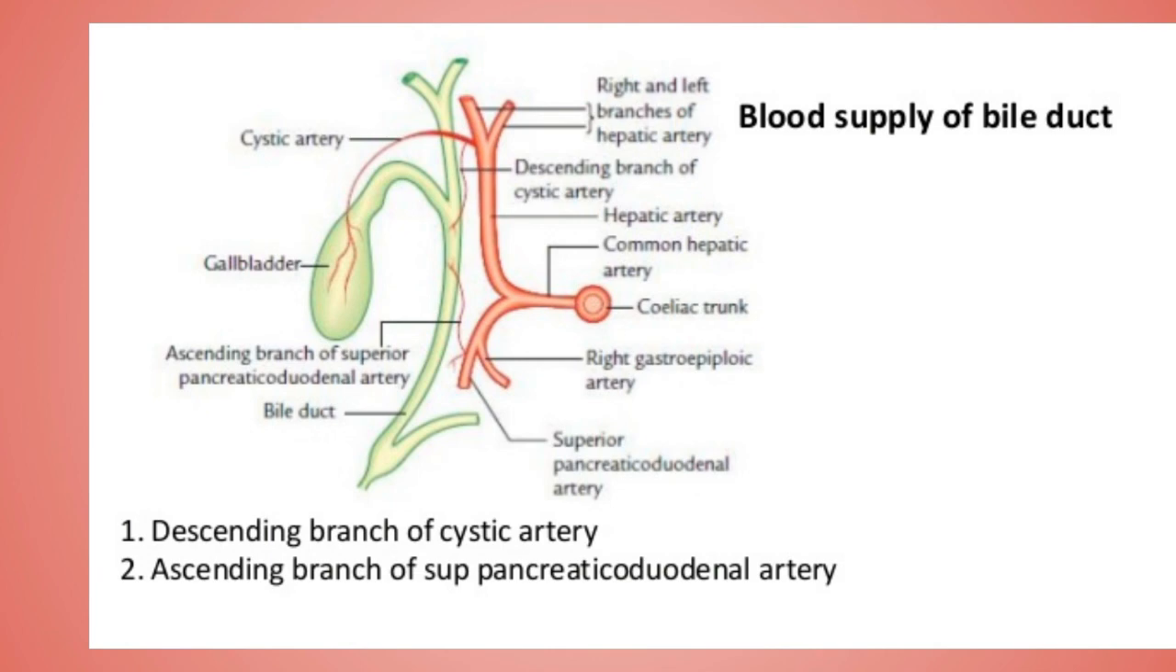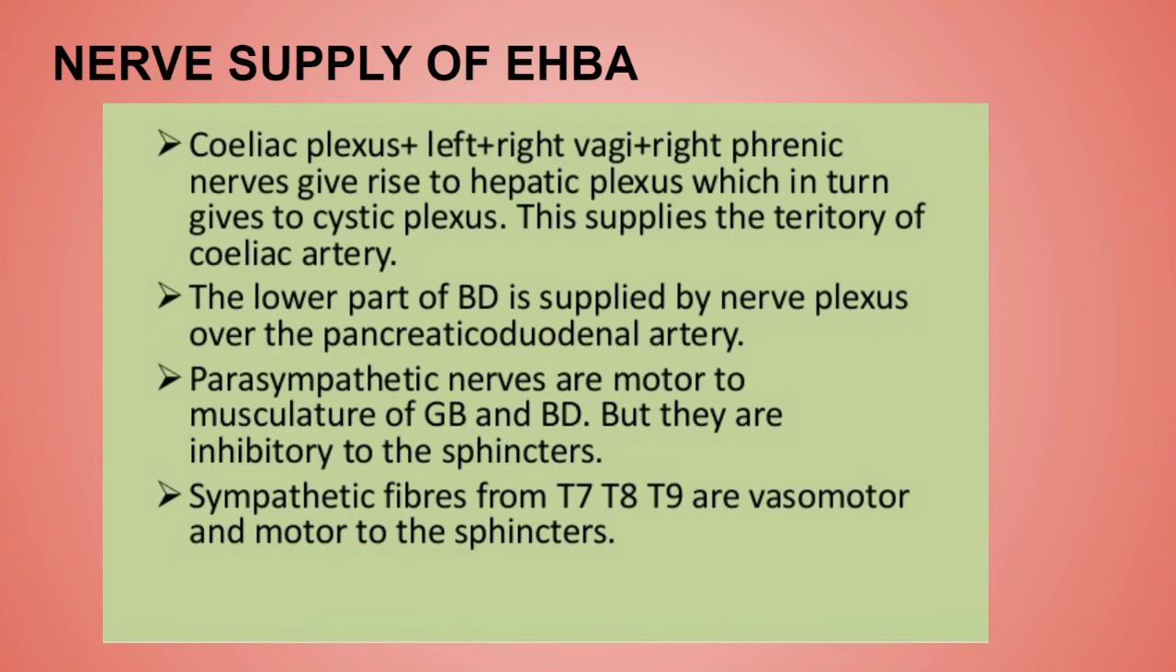Now about the venous drainage. Now the cystic vein and the portal vein, basically the hepatic vein also, basically form the venous drainage of the EHBA. For the lymphatic drainage, the cystic node and the node on the anterior border of the epiploic foramen, that is the upper hepatic nodes and the lower hepatic nodes along with the pancreatico-splenic nodes, basically form the lymphatic drainage of the EHBA, and now the very important nerve supply of the EHBA.